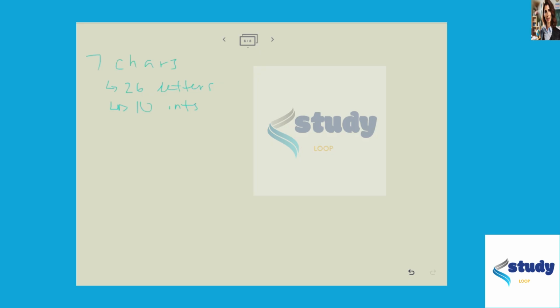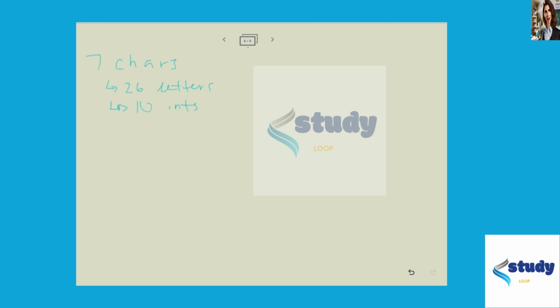Okay, so for this problem, there's 7 characters in a computer password, and the characters that we're allowed to choose from are the 26 letters of the English alphabet and the 10 single-digit integers, so like 0 through 9. The first question says, suppose a hacker selects a password at random. What's the probability your password is selected?